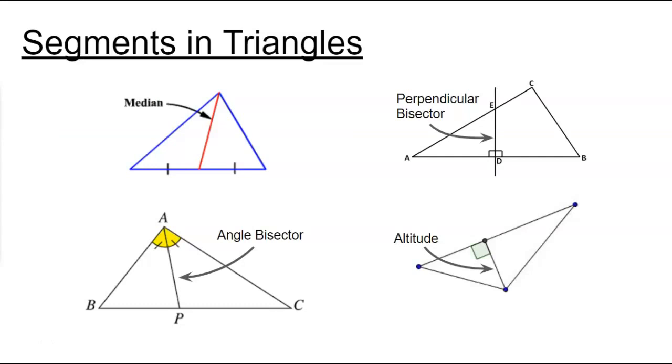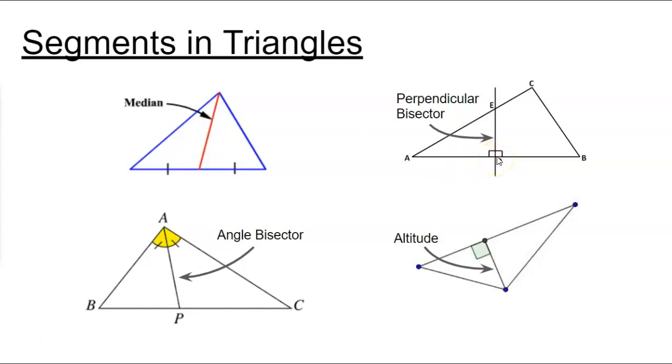Before you can do this task, you do want to go back and make sure you review some vocabulary from Math 2. There were some segments that we've dealt with that we constructed, and we want to make sure we remember how to use them and what they are. In a triangle, if you connect the vertex to the midpoint of the opposite side, this segment is called a median.